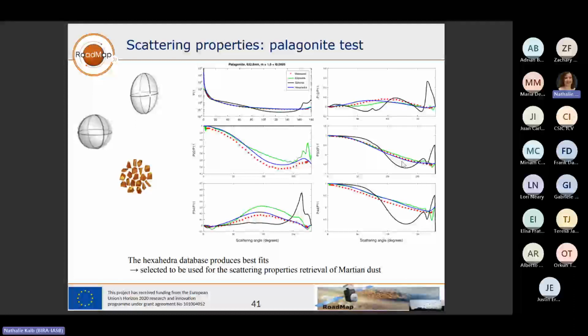And as you can see, the sphere really is not a good approximation at all for the dust particles. You just cannot reproduce the measurements. Then again, ellipsoid, remember, this is a probable shape distribution, so you can tune it to be better. It is much better than the sphere. However, when we are using the hexahedra database, we get really nice fits to the measurements. So it's the blue curve, and all of the elements look really nice in this case. So this is why we chose the hexahedra database to use with our samples in the ROADMAP project.